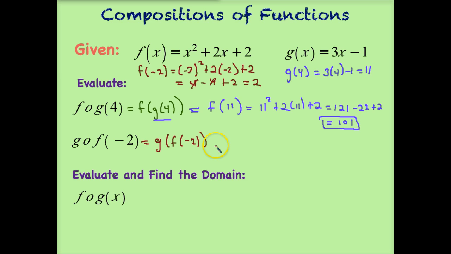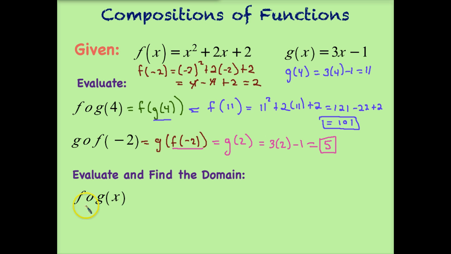In this bottom function now we have g of 2. So we are now going to evaluate our g function for the value of 2. F of negative 2 gave us an output of 2. So to do that, we're going to take 2 and plug it into our g function. 3 times 2 minus 1 is 5, and that gives us our final answer there.